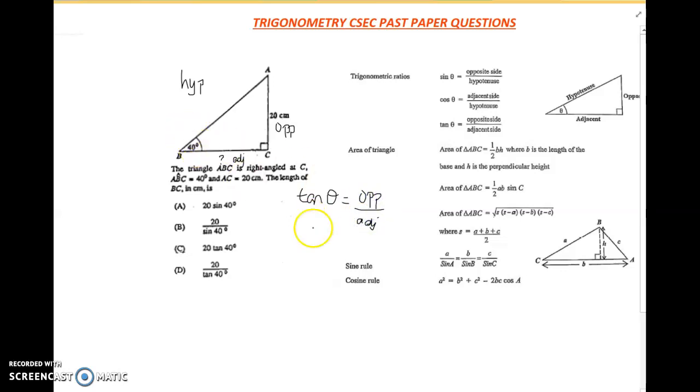My angle here is 40, right? So that's really tan 40 degrees, which is opposite, 20, over adjacent. We can leave the adjacent as BC, right?